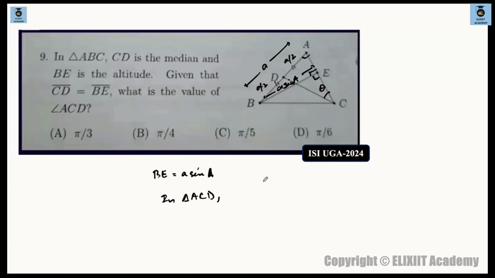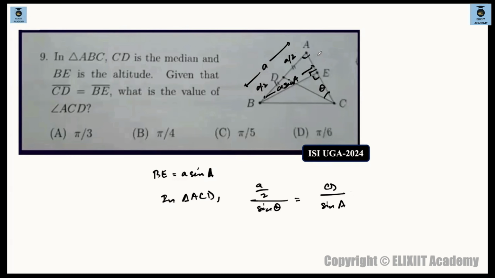So using sine rule, a by 2 divided by sine theta. In this triangle ACD, we are using sine rule. So a by 2 divided by sine of the opposite angle, so sine theta is equal to CD divided by sine A.